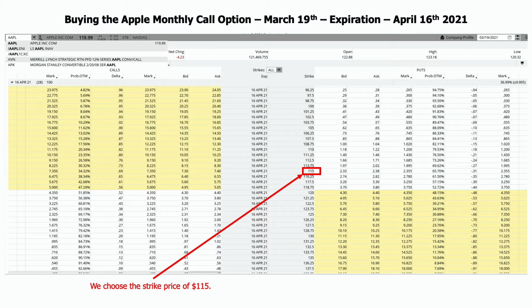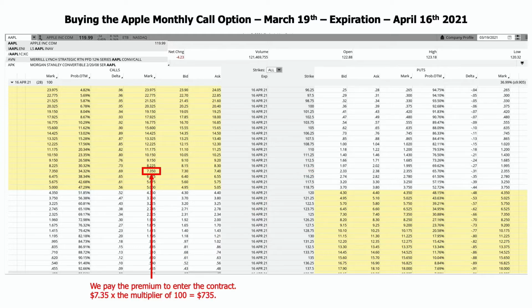Remember what this call option is. This is giving us the right to buy shares at $115. The contract is 100 shares, so we're paying for the right to buy 100 shares of Apple at $115. This is a bullish trade because we think Apple's share price is going to go up. The benefit for us here is that we're guaranteeing we can buy the shares for this price at any point during the next 28 days in this case.